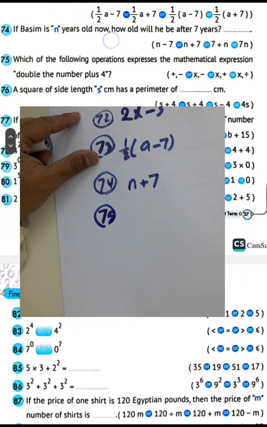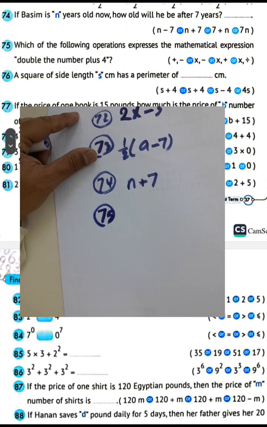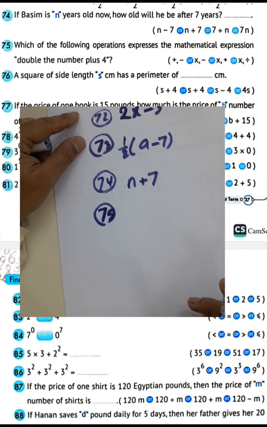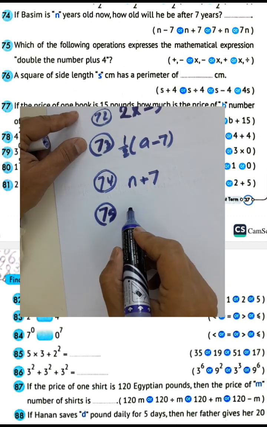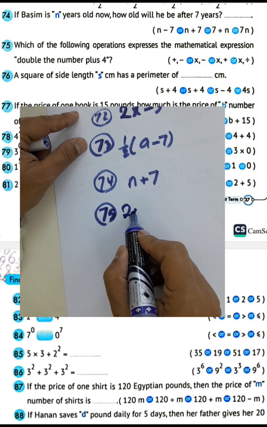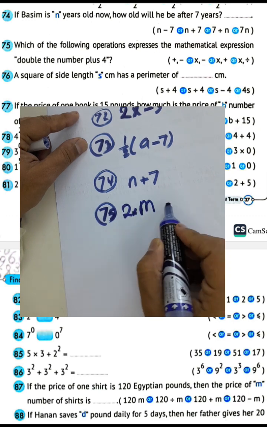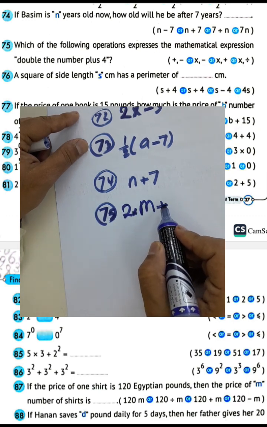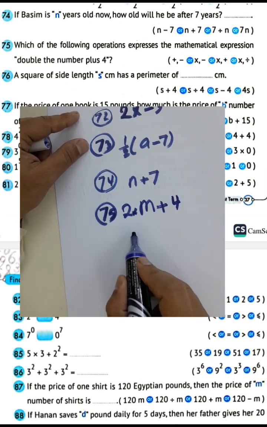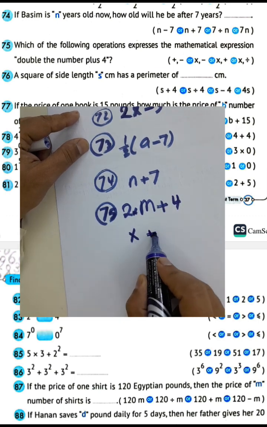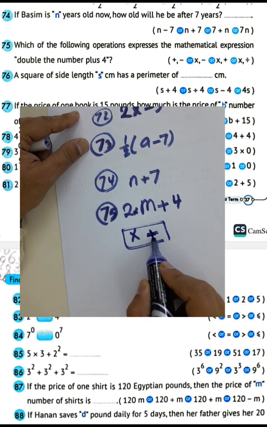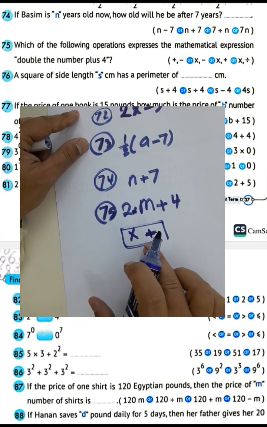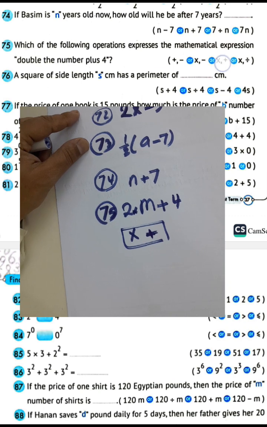Which of the following operations expresses the mathematical expression doubles the number plus 4? Okay, we can write doubles the number plus 4. Doubles means multiplication: 2 multiplied by the number, such as m, and then plus 4. So the multiplication comes first and the addition next. We must choose multiplication and addition.